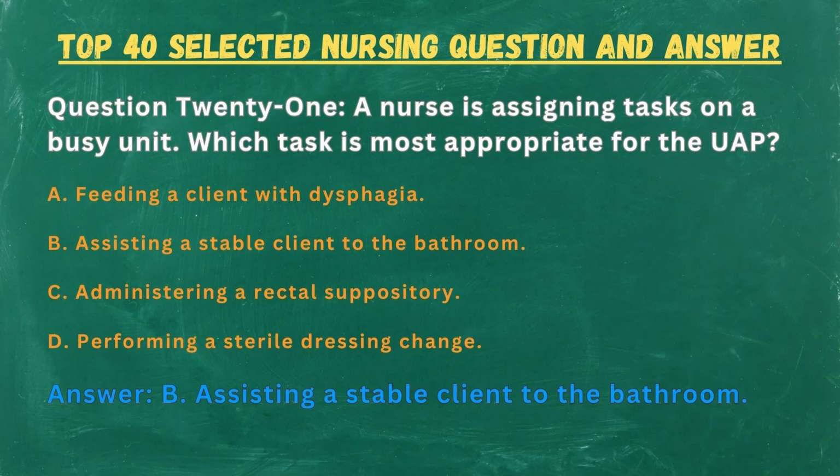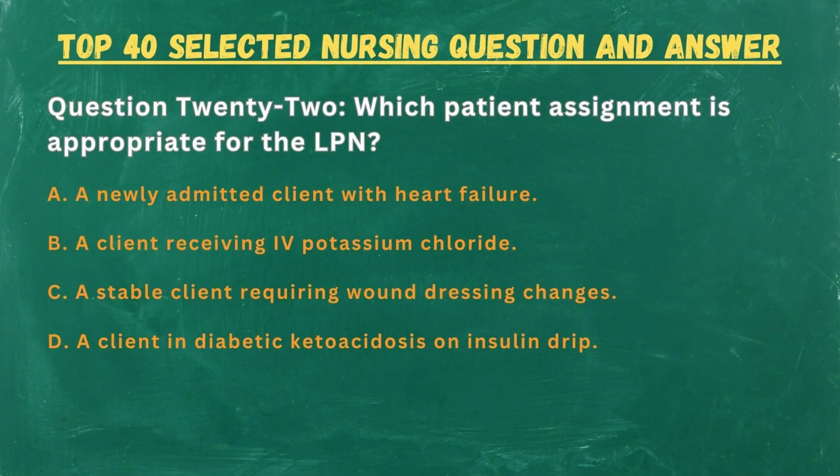Answer: B. Assisting a stable client to the bathroom. Question 22. Which patient assignment is appropriate for the LPN? A. A newly admitted client with heart failure. B. A client receiving potassium chloride. C. A stable client requiring wound dressing changes. D. A client in diabetic ketoacidosis on insulin drip.